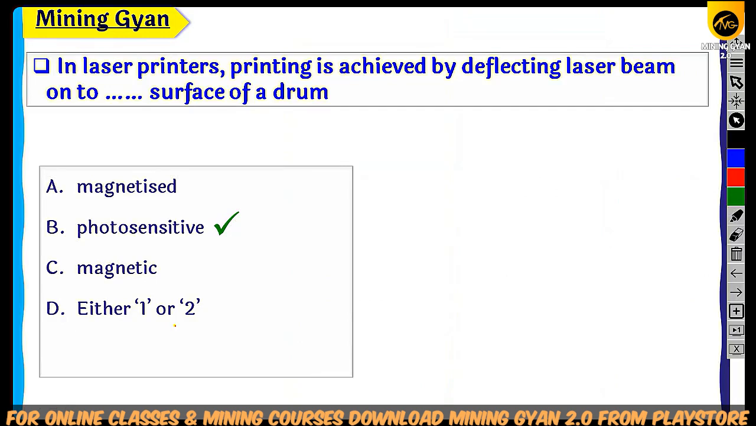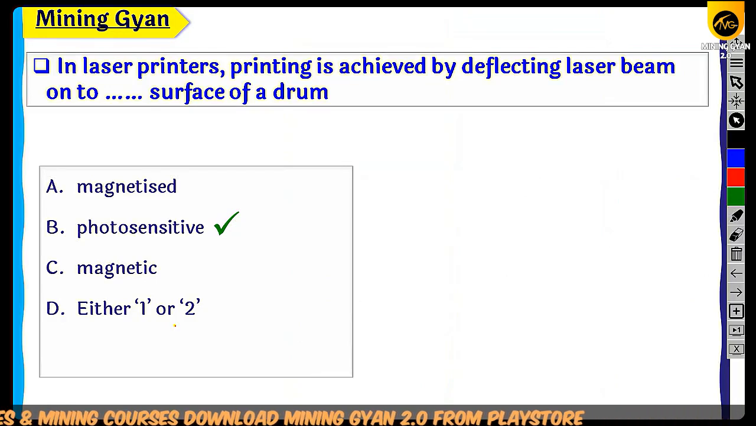Okay, in laser printers there is a photosensitive surface on a drum, and by deflecting a laser beam onto it you can print any kind of document. So option B, photosensitive surface, is the correct answer.